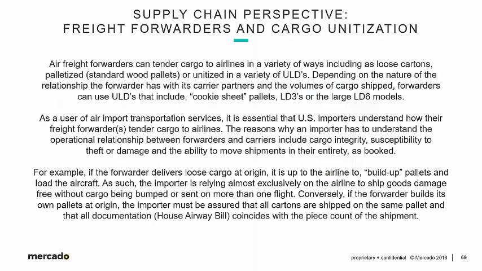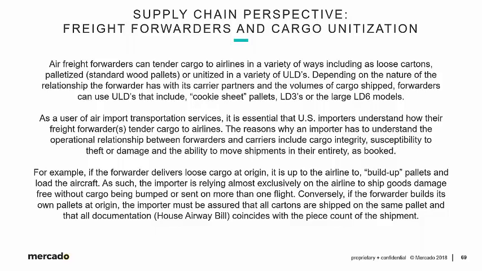Last slide in this section, a little supply chain perspective, freight forwarders and cargo unitization. And this is really a summary of much of what we've been saying all along. Air freight forwarders can tender cargo to airlines in a variety of ways, including as loose cartons, palletized, those standard wood pallets, or unitized in a variety of ULDs. Depending on the nature of the relationship the forwarder has with its carrier partners and the volumes of cargo shipped, forwarders can use ULDs that include those cookie sheet pallets that we looked at a while ago, the LD3s that we've talked about a bunch of times, or those larger LD6 models. There are others. These are three.